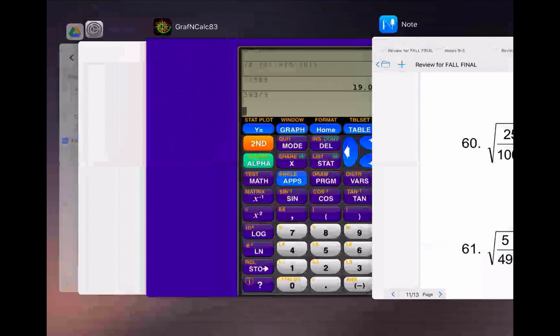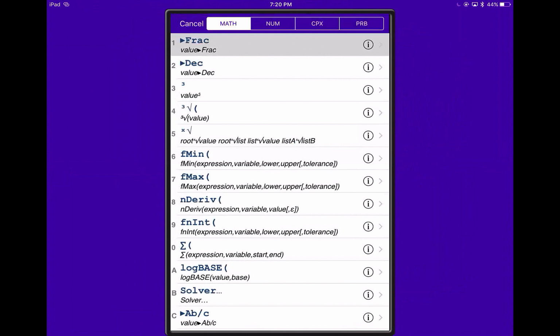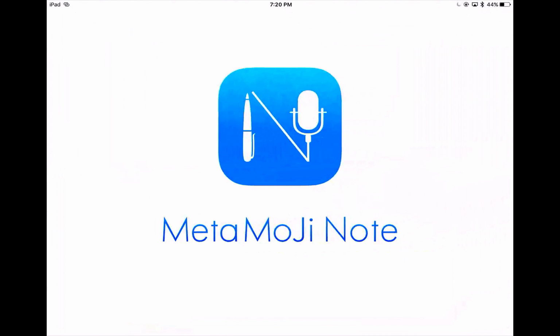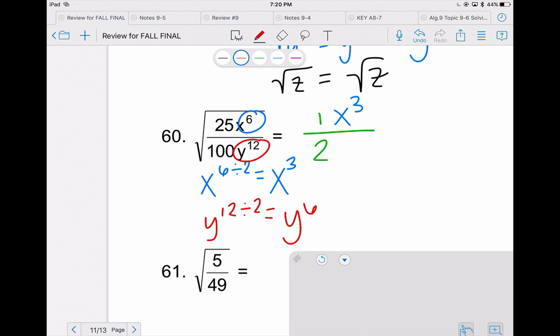60, I'm going to see if these will work out nicely in my calculator. 25 over 100 in the square root. Math, inner, and voila, it does work out nicely. So I have 1 over 2. For my exponents, x to the 6th is in the top. 6 divided by 2 is 3, and I leave it in the top. Y to the 12 is in the bottom. 12 divided by 2 is 6, and I leave it in the bottom.